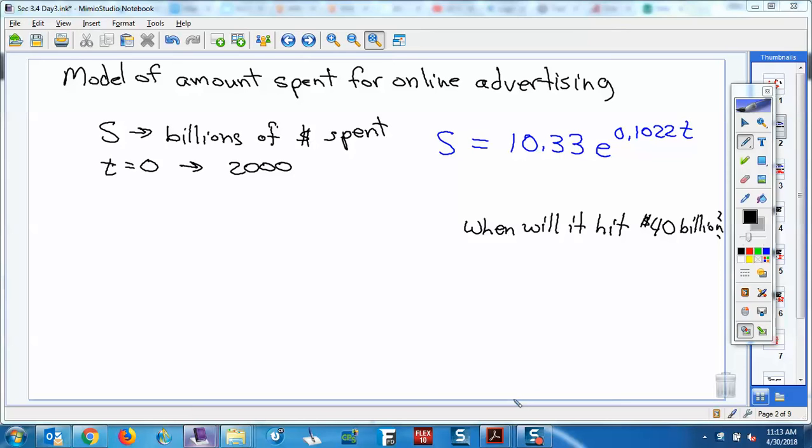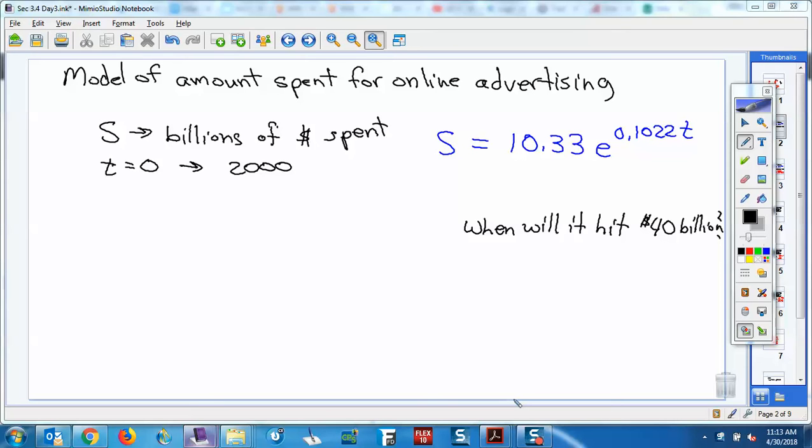Like during what year? The answer would be what year? Yeah, during what year would it hit 40 billion? Yeah, and that is an important thing in any story problem, is always to answer the question that is asked.